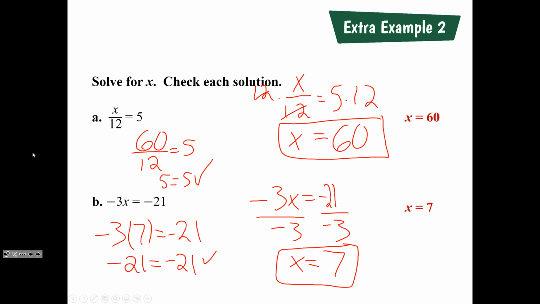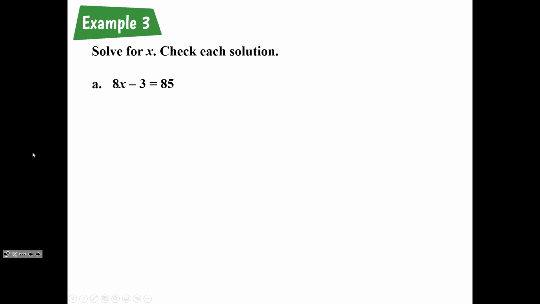So we found that A was x equals 60 and B was x equals 7. So now example 3. This is in your packet. It's going to be on the next page, page 4.